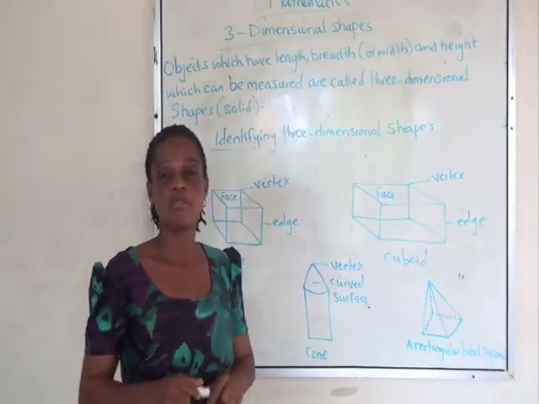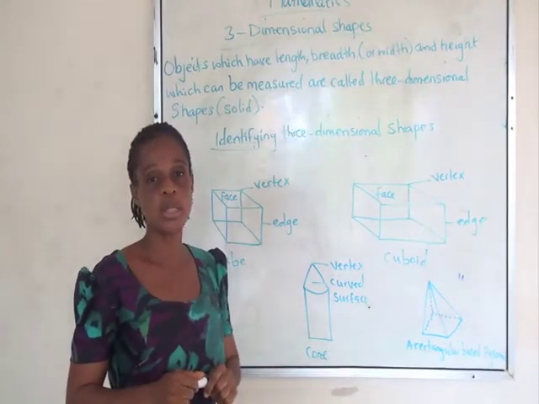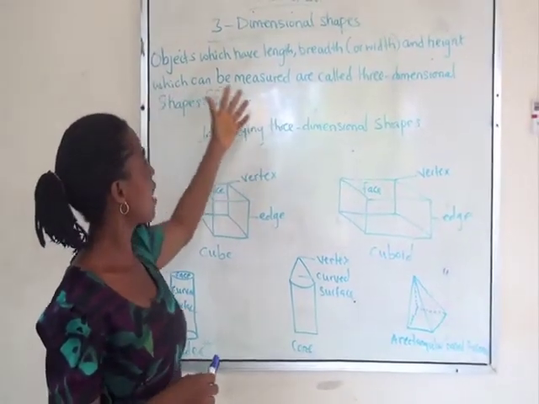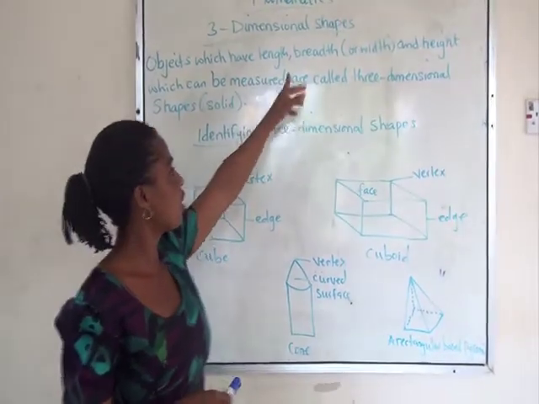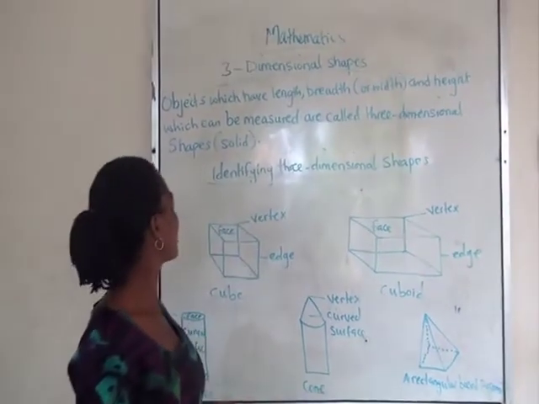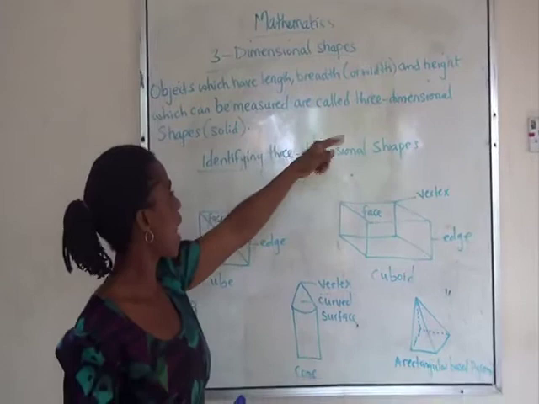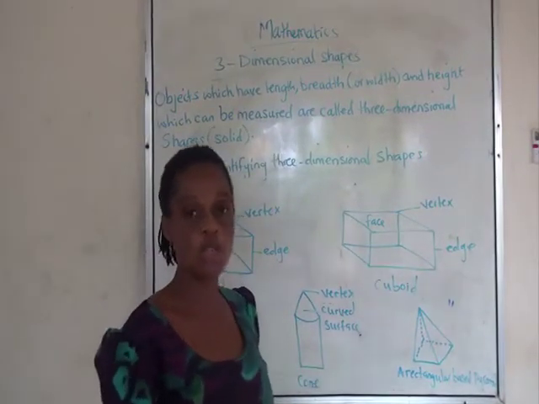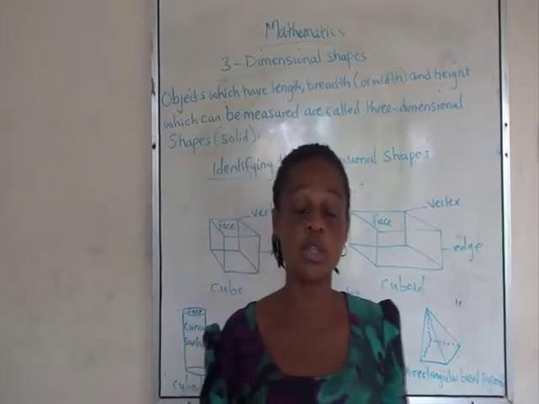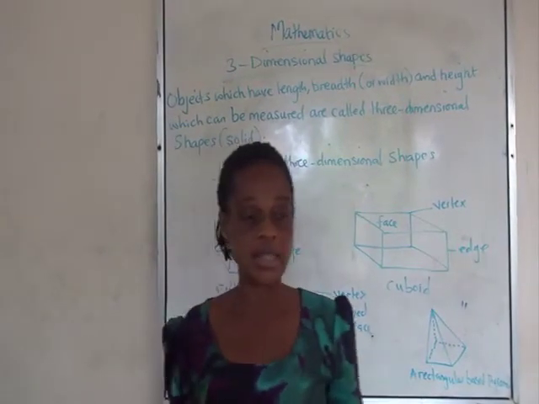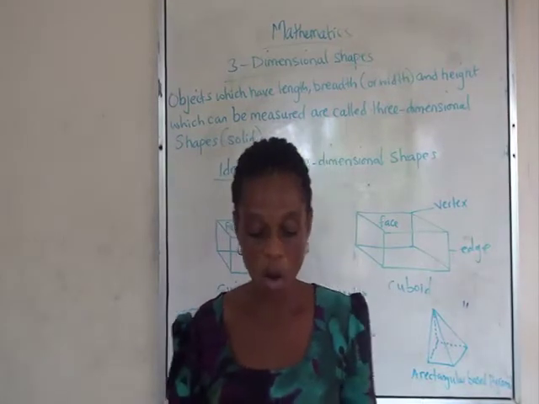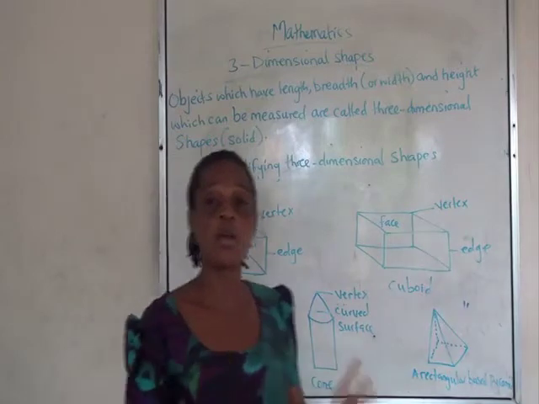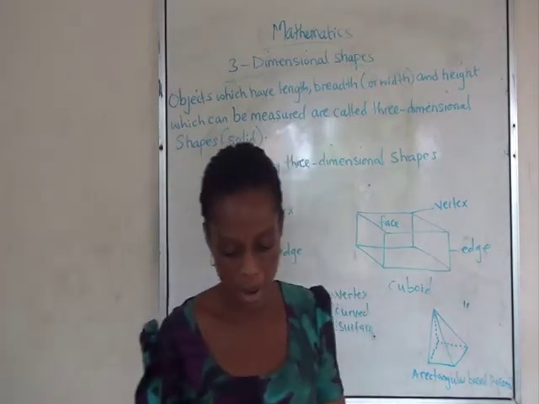Today, we are going to be looking at the topic three-dimensional shapes. First, we have to know what a three-dimensional shape is. Objects which have length, breadth (or width), and height, which can be measured, are called three-dimensional shapes or solids. And these three-dimensional shapes can be regular or irregular.